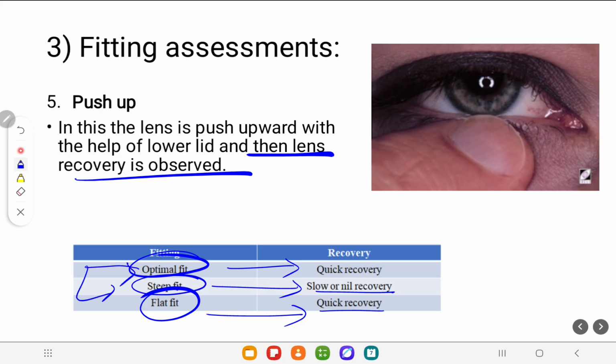I think you will never find any difficulty distinguishing an optimal or stiff fit from a flat fit. A flat fit is literally very clear, you will see in your practice. But between optimal fit and stiff fit, you have to distinguish whether it's an optimal fit or a stiff fit. At that particular point, the push-up test works like magic. The push-up test is, I think, one of the best tests in soft contact lenses.